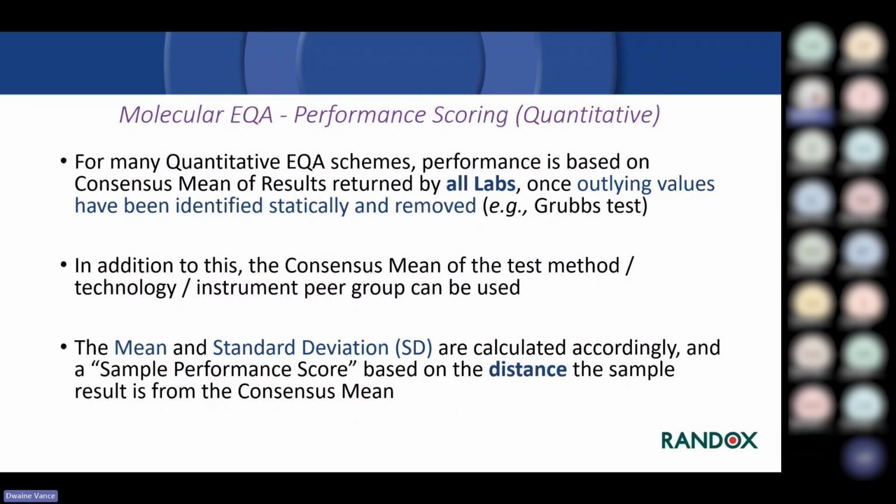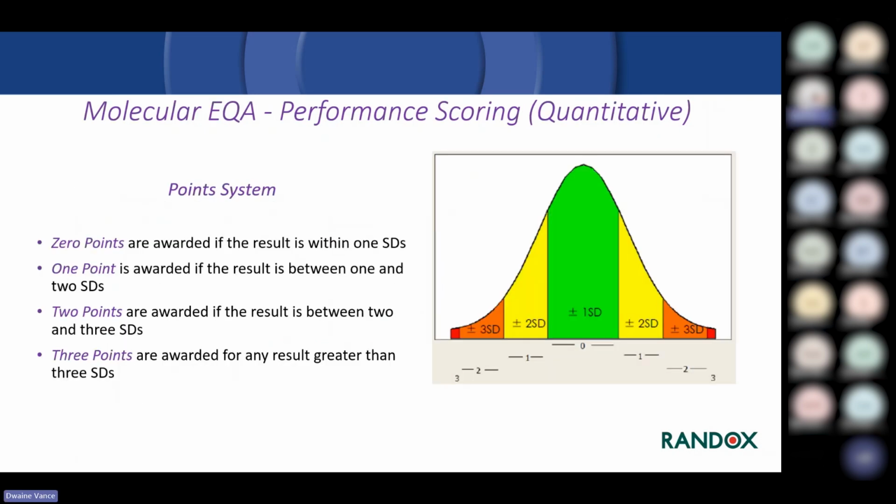The mean and standard deviation are calculated accordingly, and the sample performance score is based on the distance that the individual sample within that lab is from the consensus mean, and that is shown using this normal distribution curve. So 0 points are awarded for each sample if the result is within 1 standard deviation. If the result falls within ±2 standard deviations, then 1 point is provided.